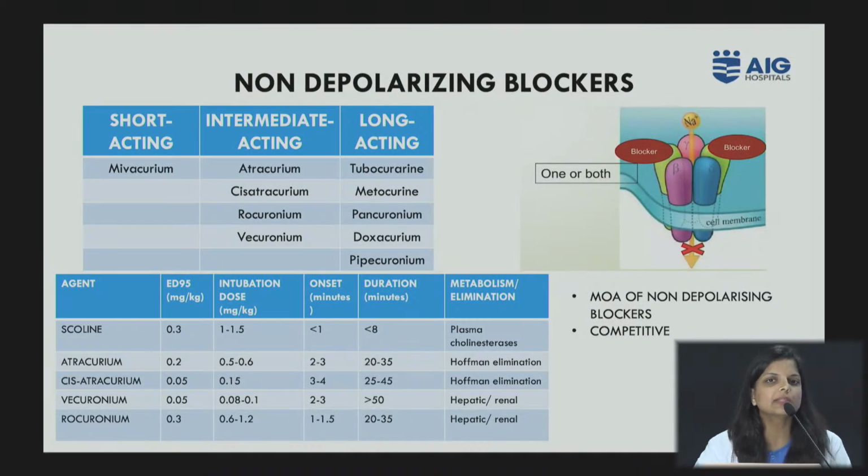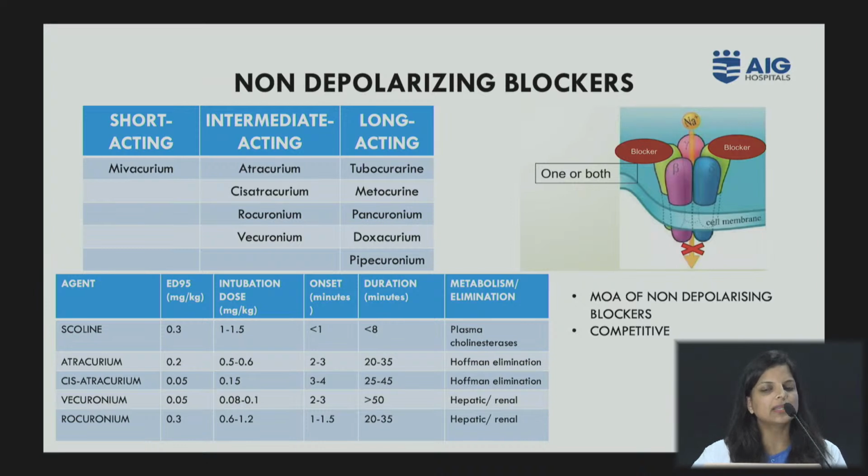Coming to non-depolarizing blockers, again they are divided into 3 types based on the duration of action. We regularly use intermediate acting ones, that is atracurium, cisatracurium, rocuronium, vecuronium. The mechanism of action is just competitive. They go and attach to the alpha subunit, and thus there is no transmission, and there is paralysis of the muscle. The important point here is the metabolism or elimination.